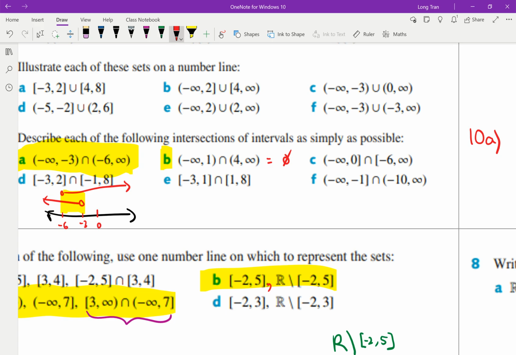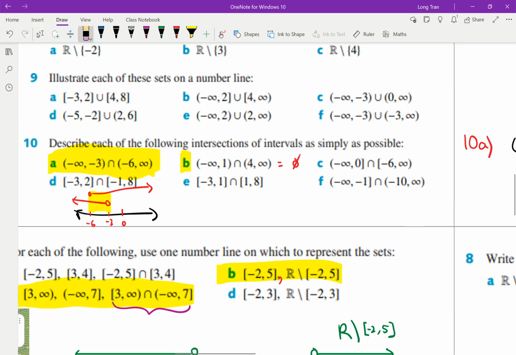If it takes a small bit of time to illustrate it, but helps your accuracy, then by all means, you must do it. So C, when I look at C, I'm seeing negative infinity, so everything to the left of 0, inclusive, and negative 6 to infinity. They both clearly intersect from negative 6 inclusive to 0 inclusive. So that's how I'm seeing it, and that's in my mind. But as you practice, you'll get better at it, and then you can do unions and intersections all in your mind as well.